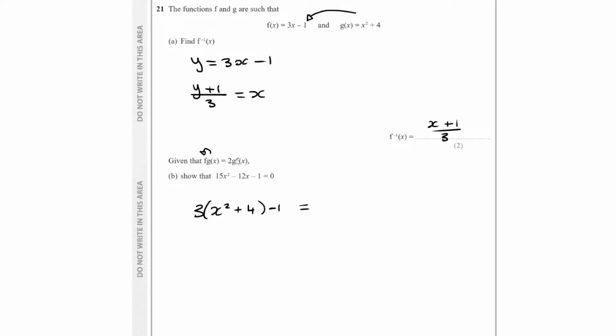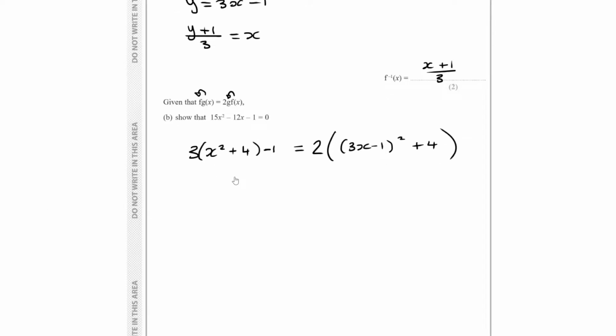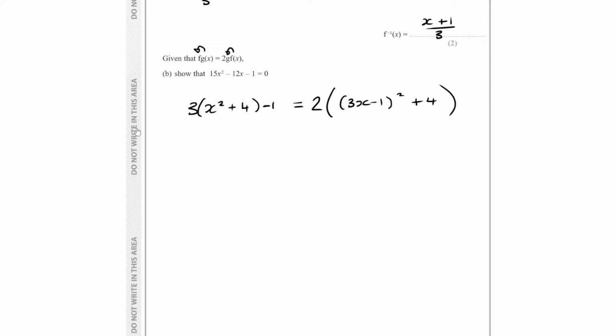Now the other side is not just the composite function g of f of x, but it's also 2 of that. So 2 times, now this one again, backwards. So that would be f into g. Wherever there's an x, I'm going to put the whole of f, which is 3x minus 1. So I would have to square that plus 4. So that's my equation when I set it up. Now all I need to do is rearrange it, expand it, simplify it, move it around until I get exactly what they gave us.